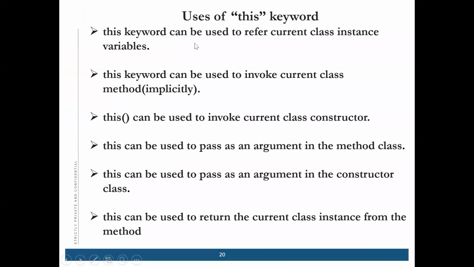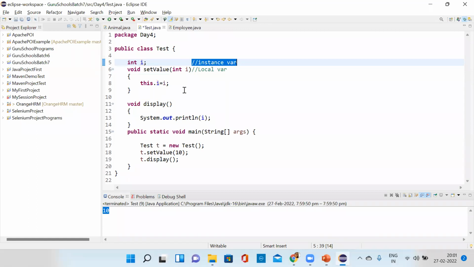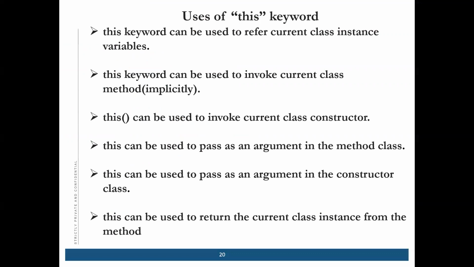But we have set the value 10 for the local variable, right? So why was it not recognizing? It was confusing for the compiler to decide whether it is a local I or an instance variable I. The compiler got confused because both the names are the same. And if we want to use the same name and avoid the confusion, we take the help of this keyword. Clear? So this keyword can be used to refer, and refer means it will point to the instance variable.